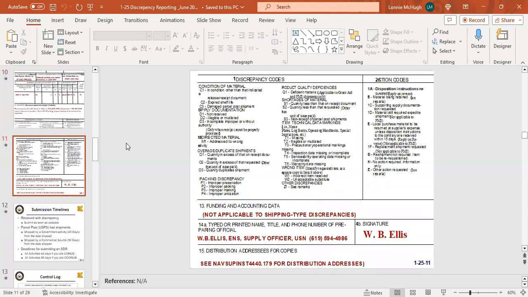All right. Moving down, you'll see block 13, and that is funding and accounting data. That is not for a supply material or supply discrepancy report. That is only for packaging discrepancies, and that is how much it will cost for that shipping issue. Whoever is filling out this document, their information is listed in 14A, and 14B is where they will sign. Block 15 is if you are required to distribute this to other people, that will be listed there. You'll typically find that in your TICOM instruction.